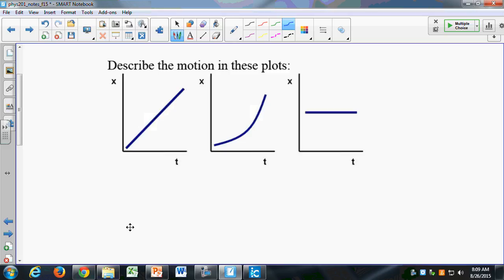So here I have a positive velocity. I have a constant velocity. And I have an acceleration equal to 0. All right, how about this next one?